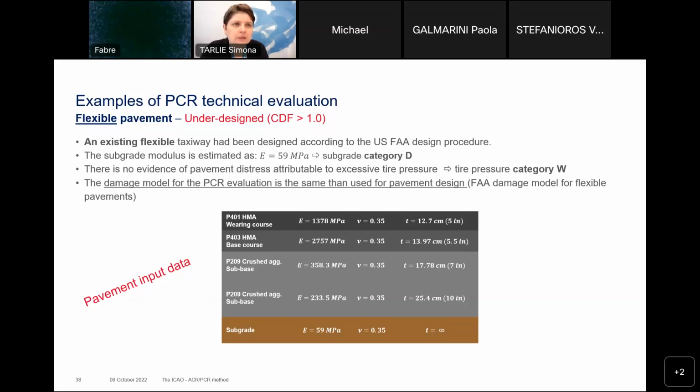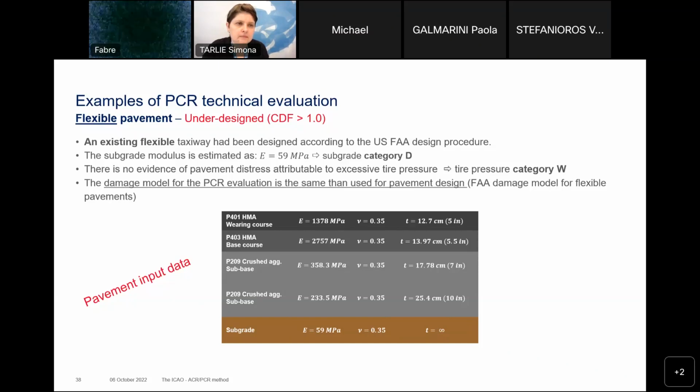How often is it expected the airport operator to redo the complex PCR survey on their pavements? The frequency to review the PCR is a question. Good question, and I think the answer will be good news. For a new pavement construction, if you design your pavement for a period of 20 years, for instance, then you publish your PCR, which will be valid for 20 years.